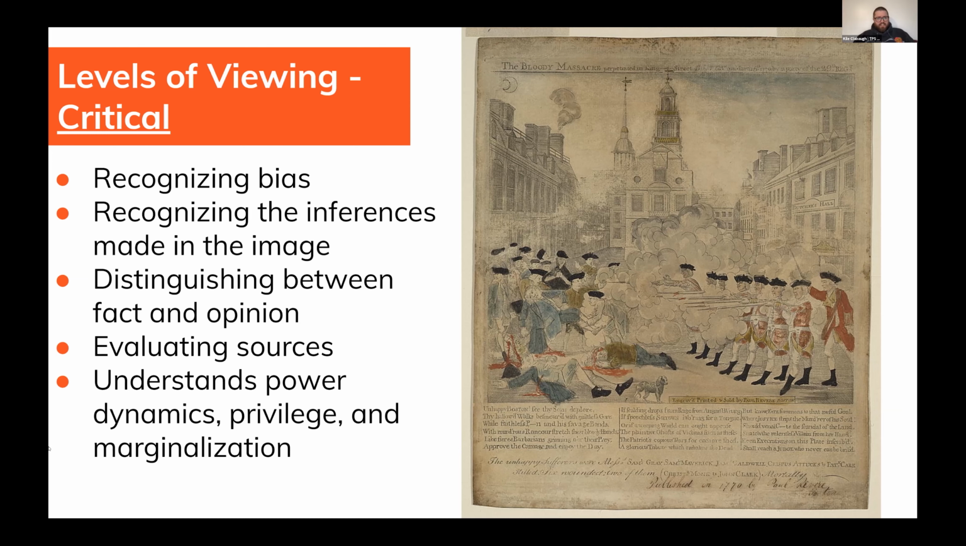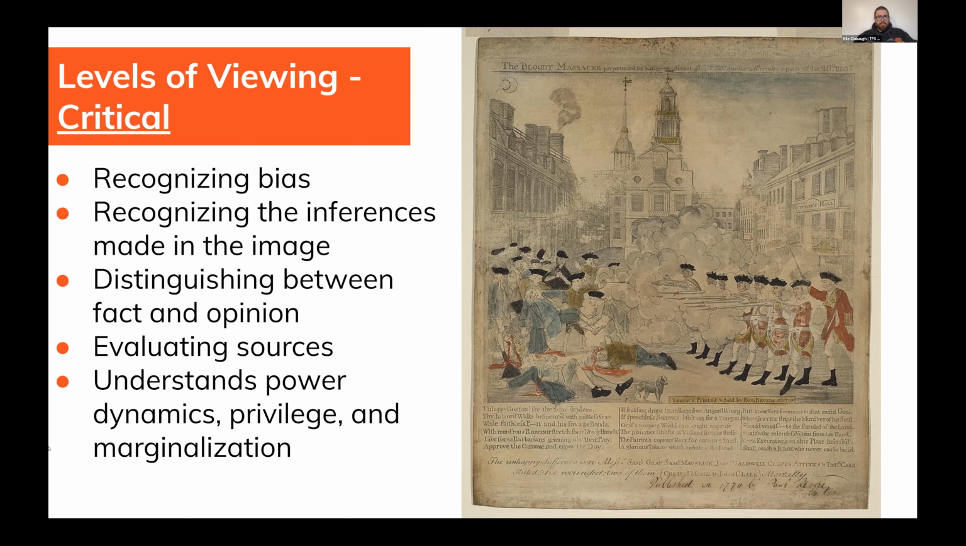I also see that it looks like there's a definite power dynamic, with the folks that have guns firing on the folks that don't have guns. There's obviously some privilege and marginalization of cultures within this, and the fact that it's a drawing could help get towards distinguishing fact and opinion, like, is this really what happened, because it's a drawing?